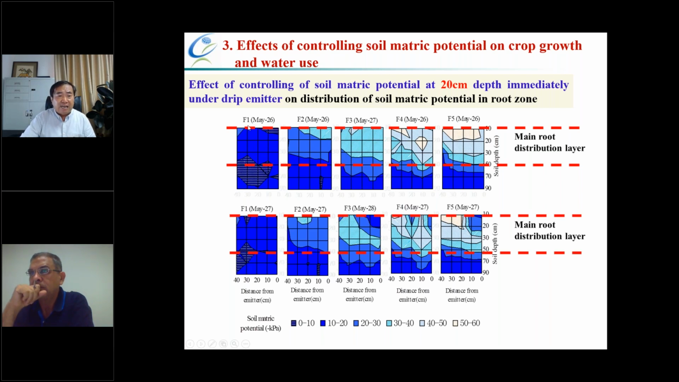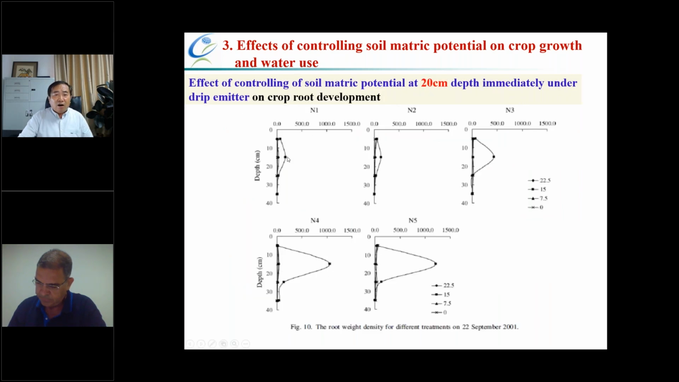This first one is for treatment 1, treatment 2, treatment 3, treatment 4, and treatment 5. We also found that root development increases as the soil matrix potential decreases. That means that when you have good soil moisture conditions the root is smaller, and when there are relatively drought conditions the root system is bigger, as in this figure.